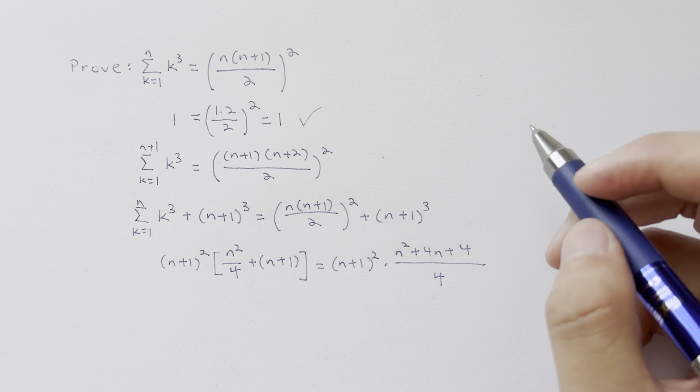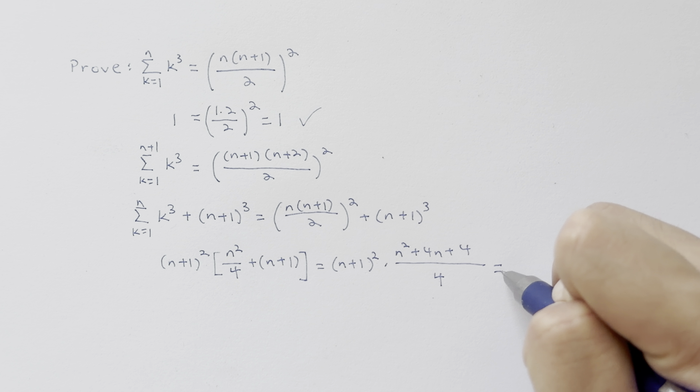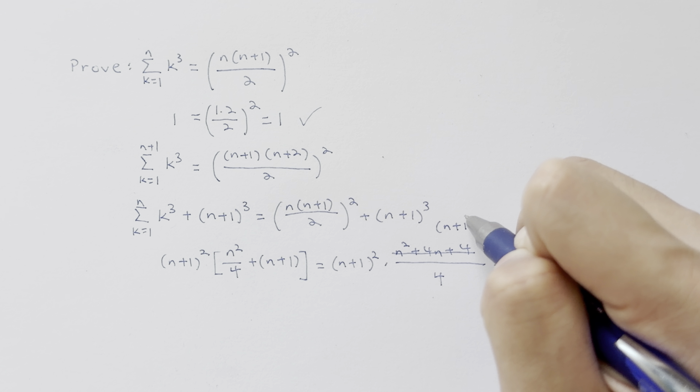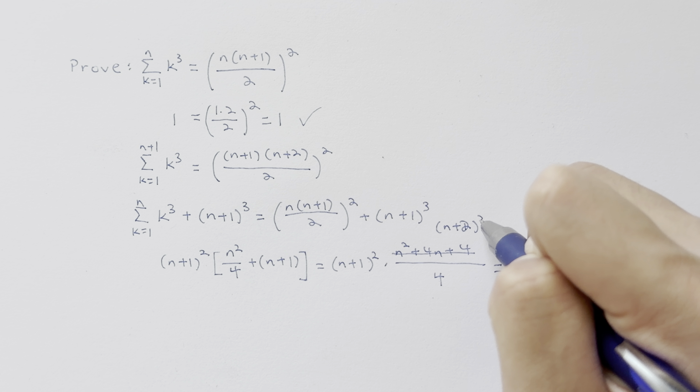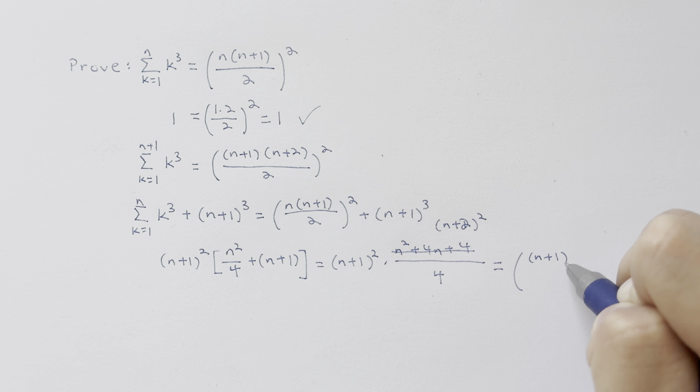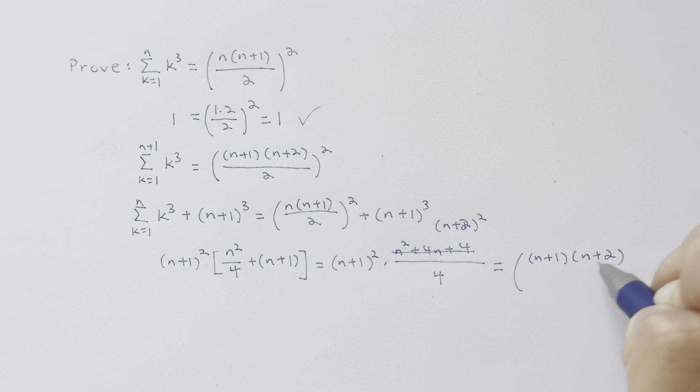So this will equal n plus 1 times n plus 2 divided by 2, squared.